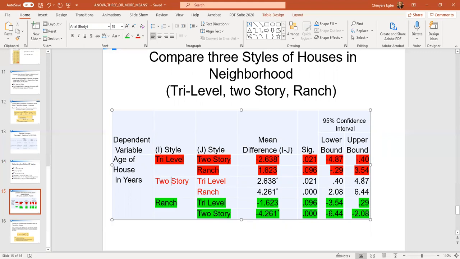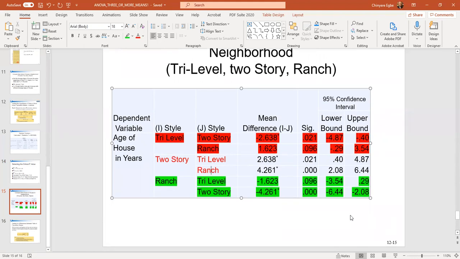You see it in the original comparison. When you compare the two-story to the ranch, you also see that there is a significant difference between the two-story and the ranch because the confidence intervals are positive on both sides, the lower bound and the upper bound. But if they go from negative to positive or from positive to negative, then you are not able to reject the null hypothesis of equality in those two groups. So this is basically what ANOVA is about. This is basically what the analysis of variance is about.